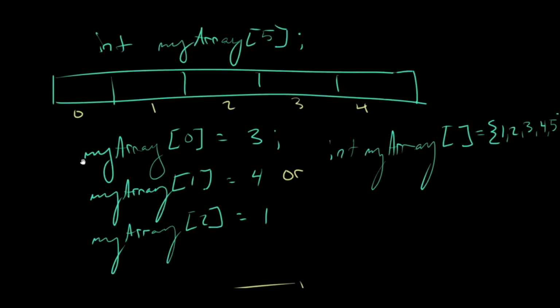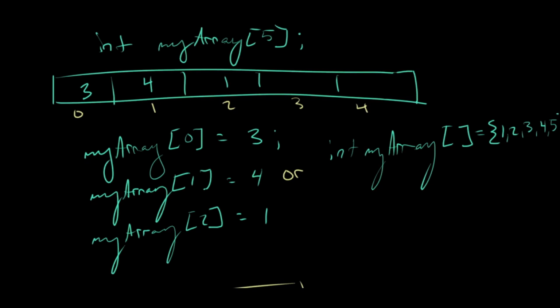What we can do is go to the specific slot and then set the value. So you can see here, my array index 0, I want it to be 3. So what that would do is it'd go up here and then set the value equal to 3. And then for the other indexes here, index 1 is 4 and then index 2 is 1.